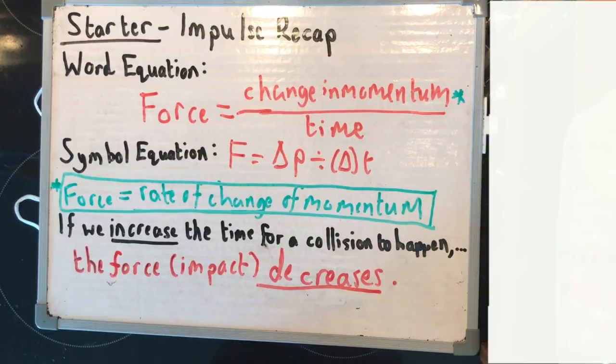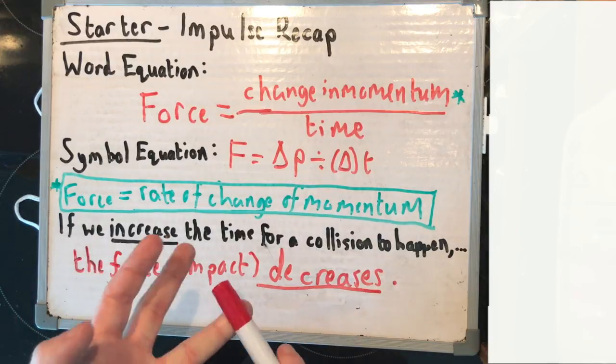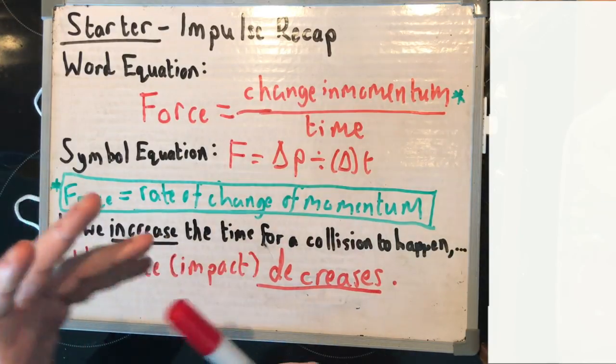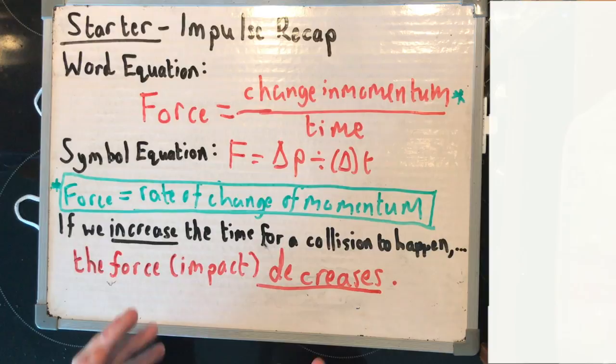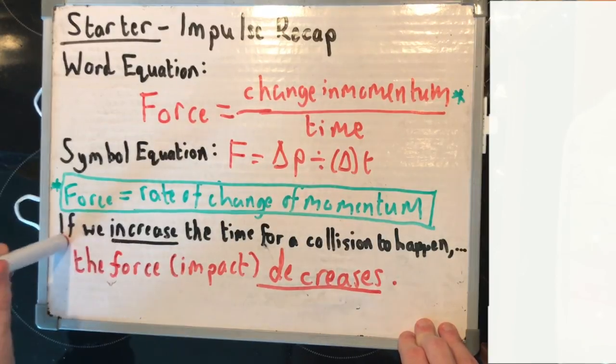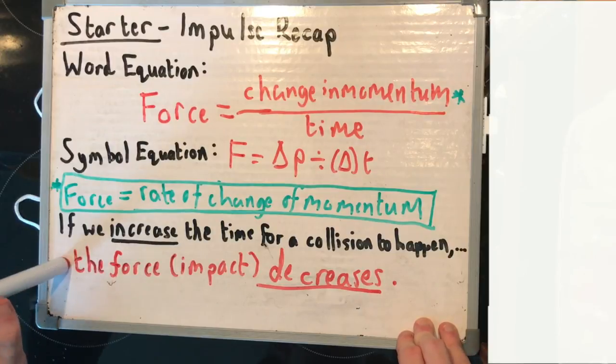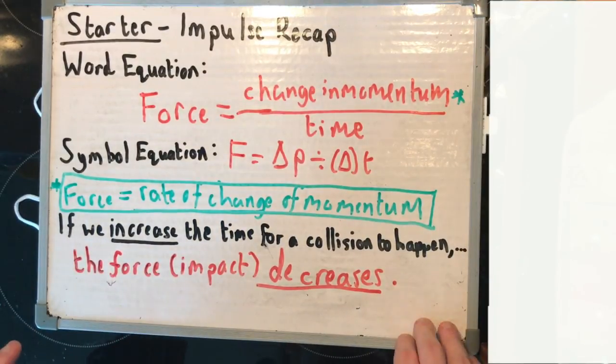So if we can make a collision last as long as possible, the impact force on, say, either the car or the object or the person is made as small as possible. And that's what car safety is all about. If you can put that into a 2-mark answer involving this and that, you've practically cracked this little bit of the topic. So, let's talk about car safety, shall we?